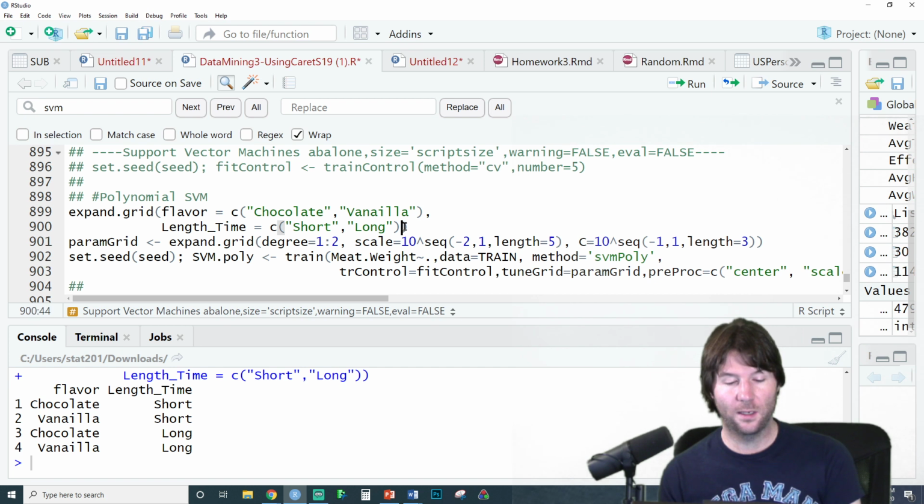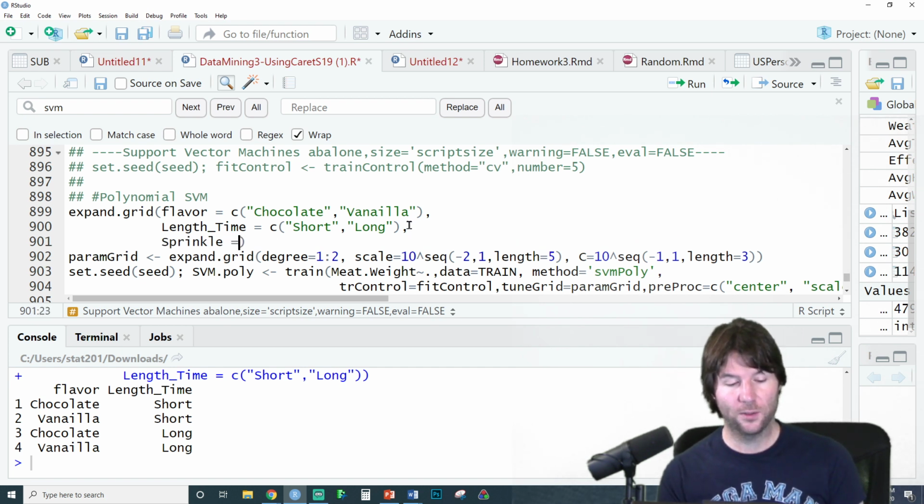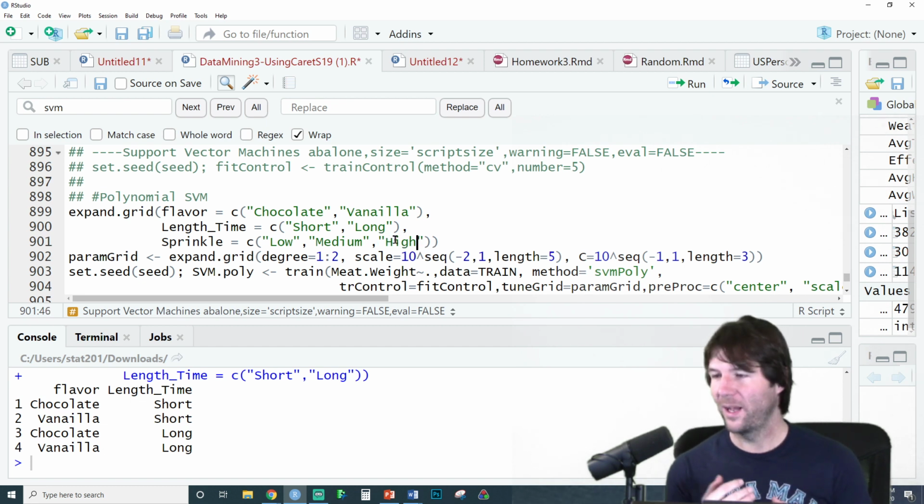So we could think, what if we had another variable here? We go sprinkles. Now, with sprinkles, I'm going to put in 3 levels. I'm going to put in low, medium, and you're probably guessing it right now, high. And I've been capitalizing. I'm a huge person on the consistency of how these are written. I like it to have the exact same format each time.